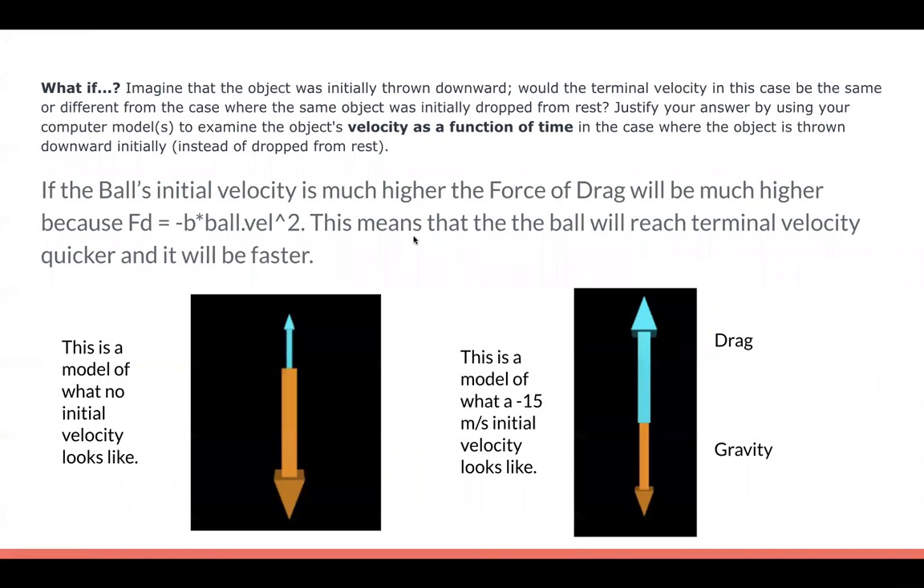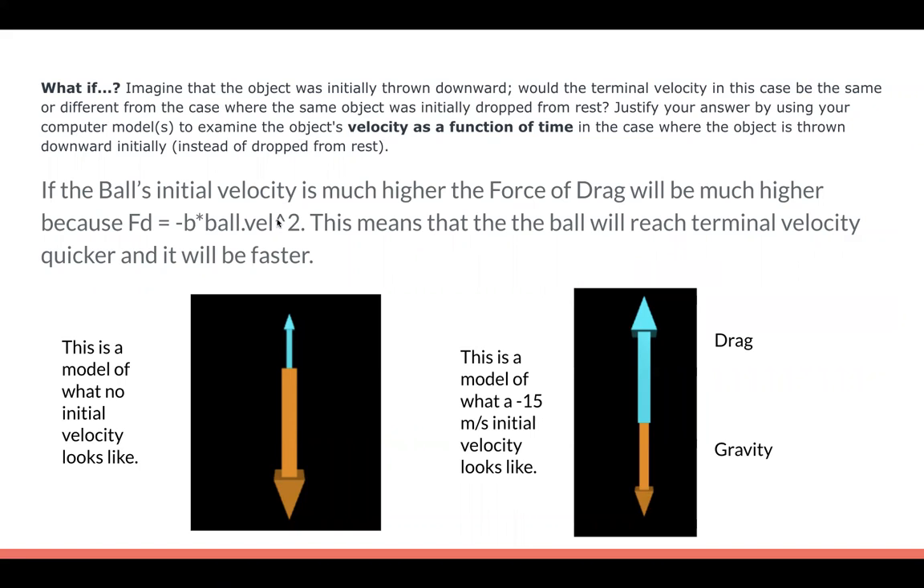Next up, imagine the object was initially thrown downwards. Would the terminal velocity in this case be the same or different for the case where the object's initial velocity was dropped from rest? Justify your answer using computational models. An example of velocity over time.